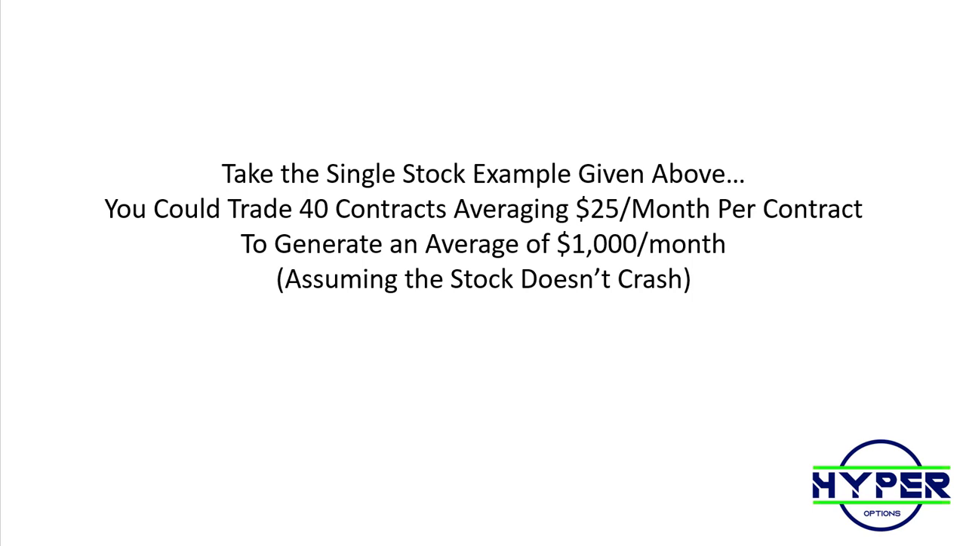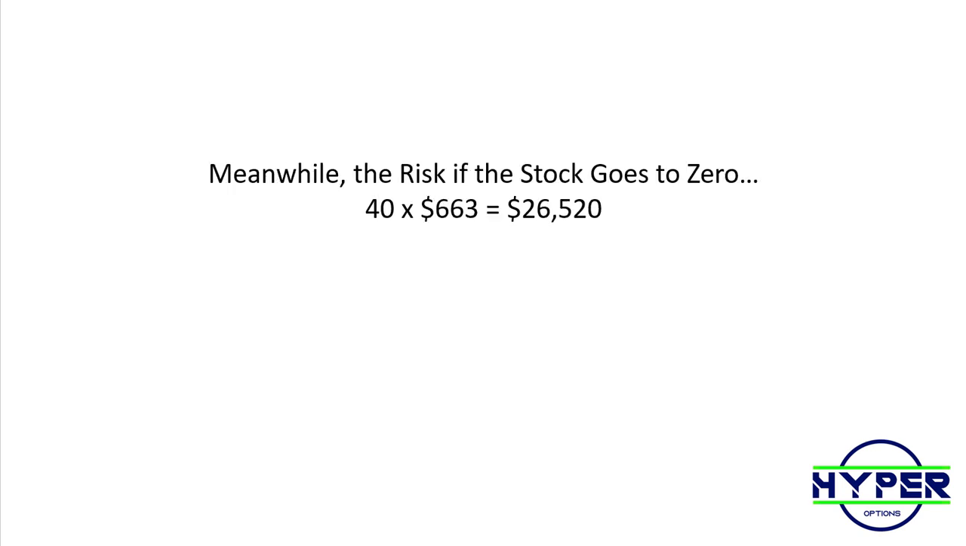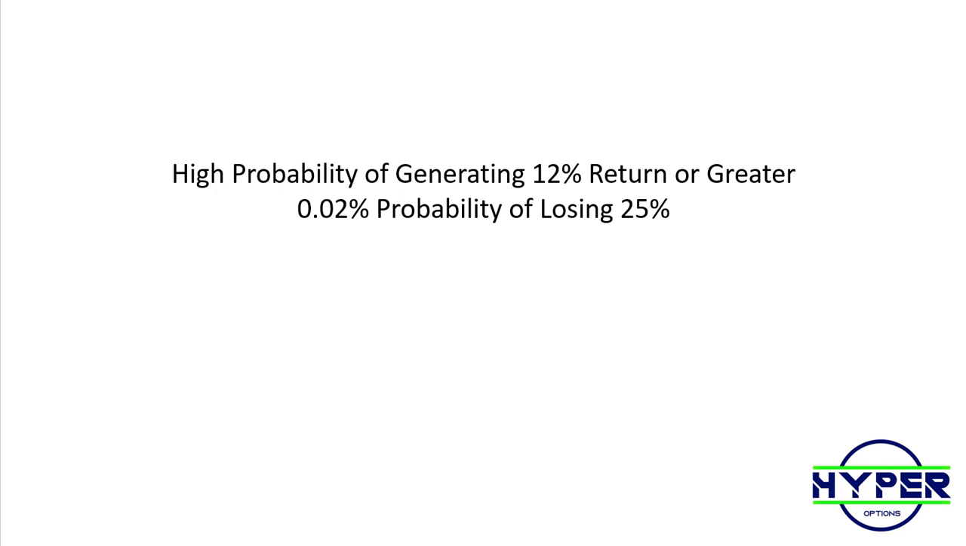Now, what is the risk of doing that? Well, this produces a 12% return, and the risk, if the stock goes to zero, is only $26,520. The stock has to go to zero for you to now risk 25%. So you have almost no chance of that happening. And you're putting yourself in a very high probability of being able to achieve a 12% return or even a little bit more based on being able to exit some of these trades early. So you have a high probability of generating 12% return or greater with a 0.02% probability.